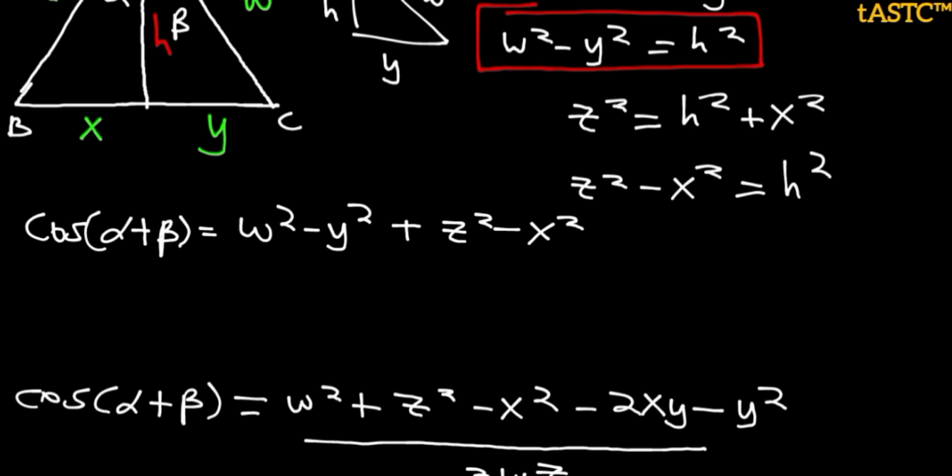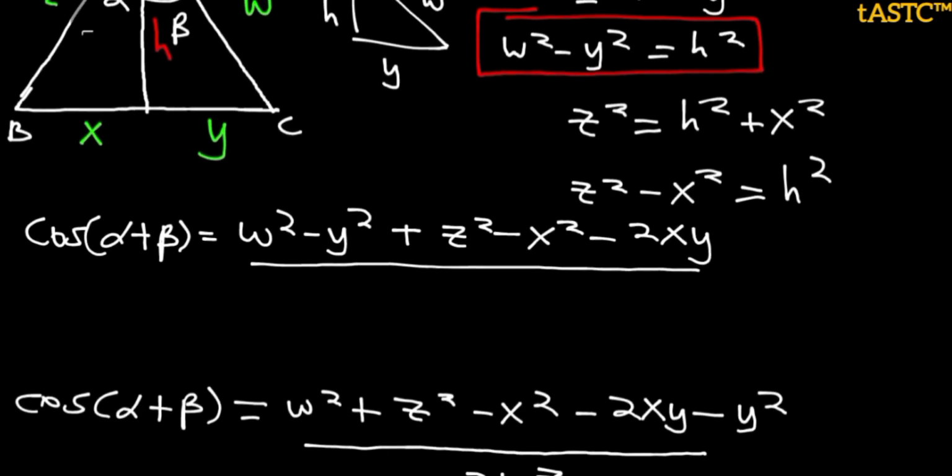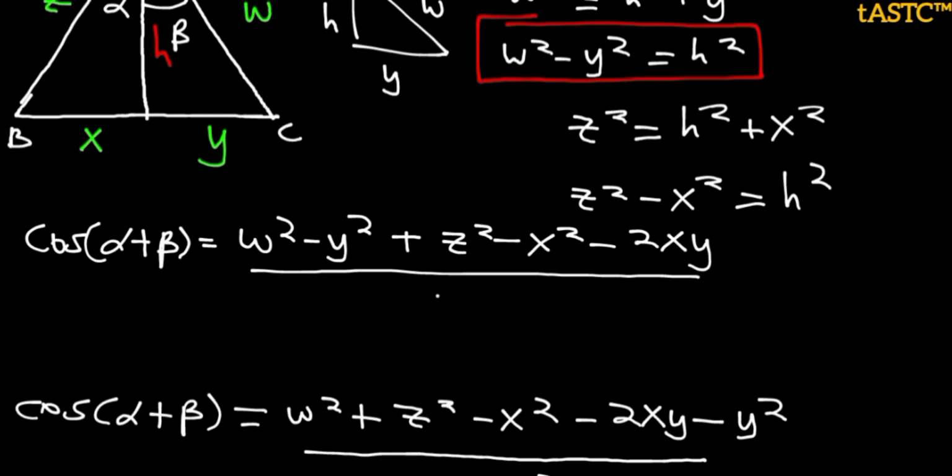And so if we took this and this, that means we have taken this and this. And we also have taken this and this. So we just got a negative 2xy left. So this is minus 2xy. This will be divided by 2wz.